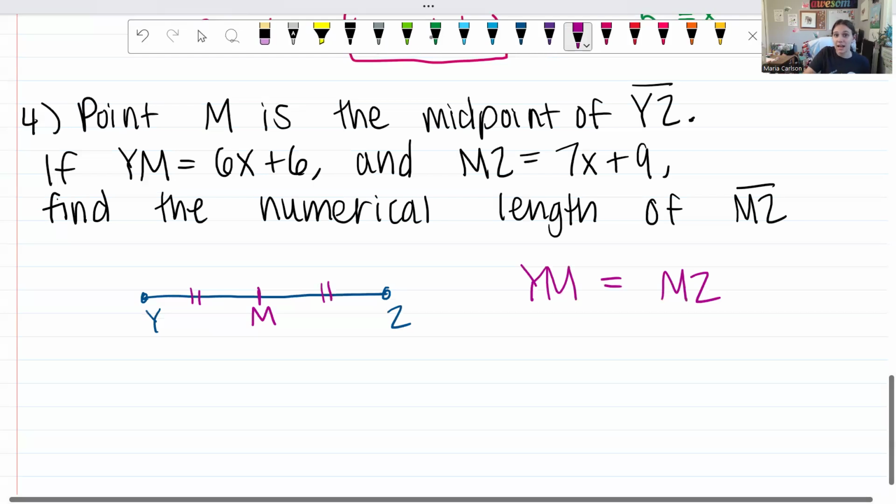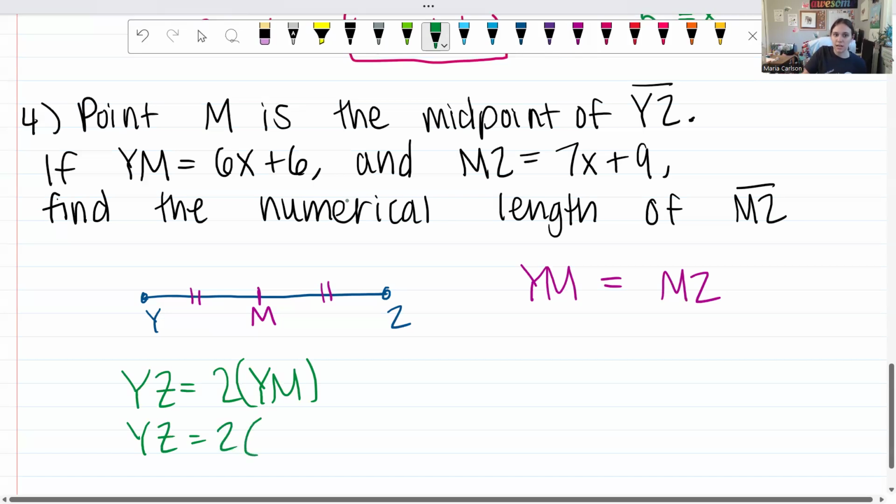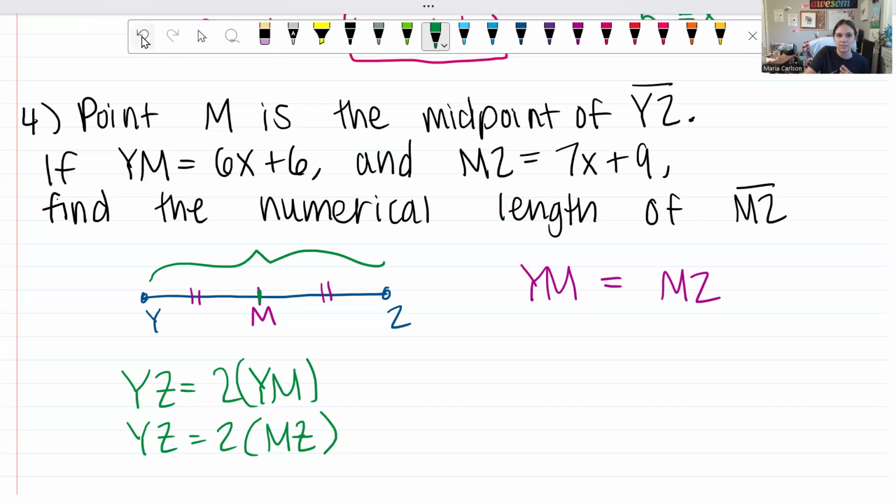This also means the entire segment YZ can be found by taking one of the halves, so maybe YM, and multiplying it by 2. Or YZ could also be found by taking 2 times MZ. So I could do either of the segments, YM or MZ, multiply it by 2 to get the entire length of the segment. So midpoints have a lot of interesting properties.